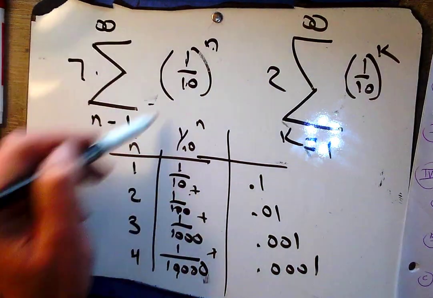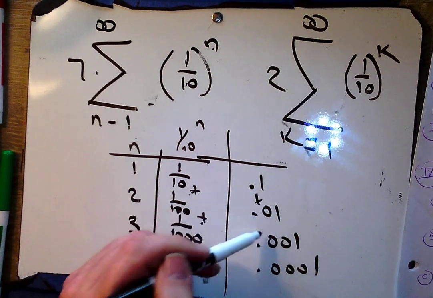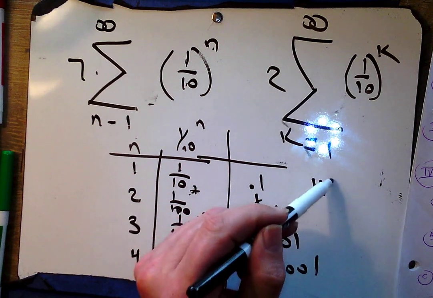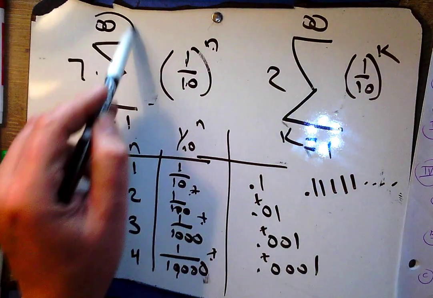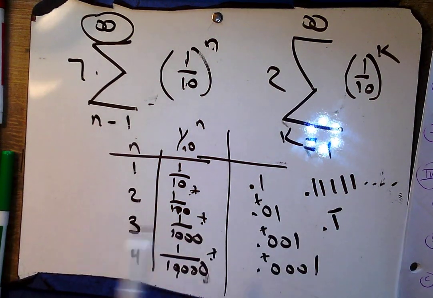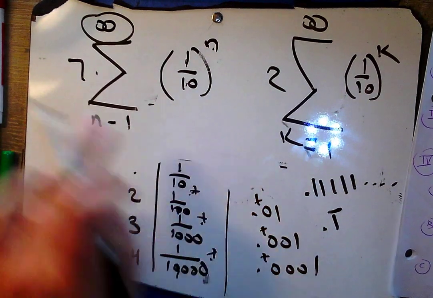And remember, this is saying add them all up. Adding them up. And so what am I going to get? 0.11111. And this is going to go on forever. So we know this as 0.1 repeating. And you might say, well, 0.1 repeating times 7.